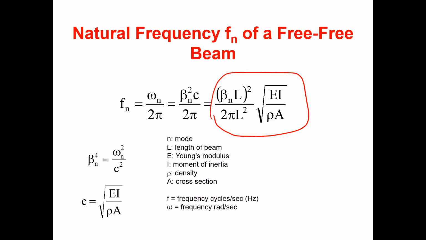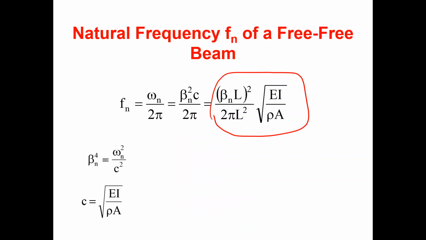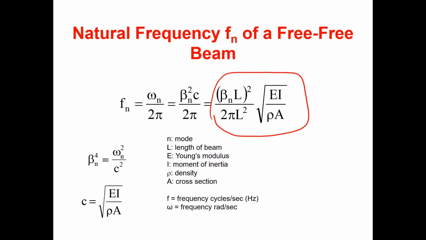in which n refers to the mode that you are in. And we'll talk about modes. You saw that in the video. You saw what the different modes are, but we will talk about them a little later. L is the length of the beam. E is the Young's modulus. I is the moment of inertia. Rho is the density, and A is the cross section. F is the frequency, which means the cycles per second or hertz, and omega is the frequency in radians per second.